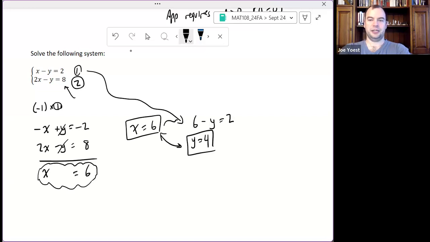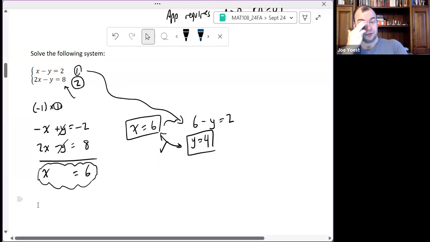Then I can go back and check, is it true that 6 minus 4 equals 2? Yeah, so equation 1 is satisfied. Is it true that 2 times 6 minus 4 is 8? Yeah, 2 times 6 is 12, minus 4 is indeed 8. So equation 2 is also satisfied. This does represent a solution. So we found a solution for this system.